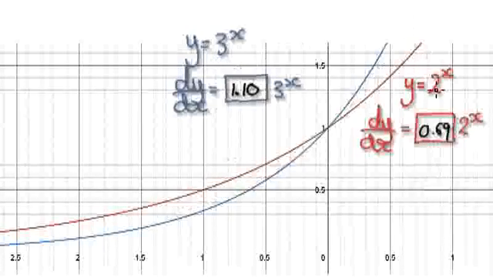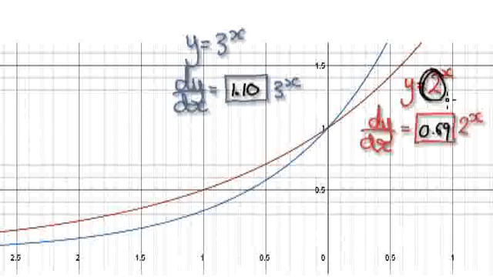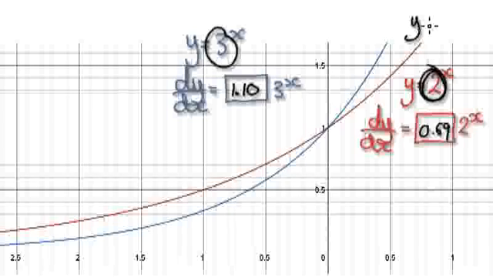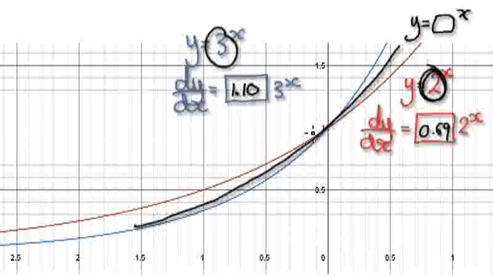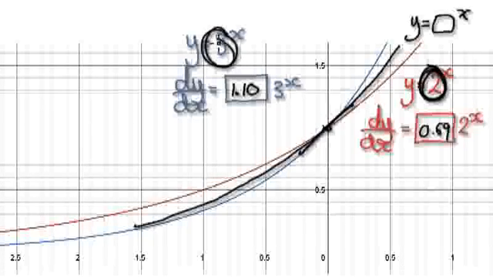Okay, I will give you a clue. It's between 2 and 3. So you're looking for a y equals something to the power of x where the gradient at x equals 0 will be dead on 1. Okay, and it will be between 2 and 3 here.